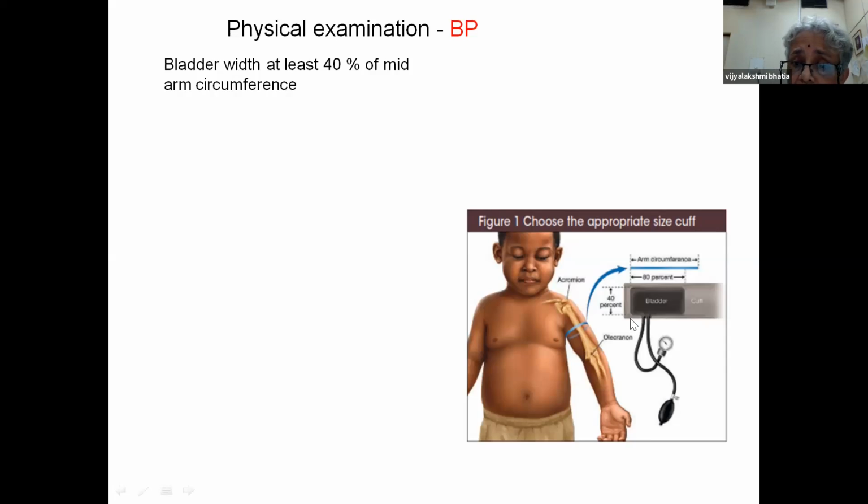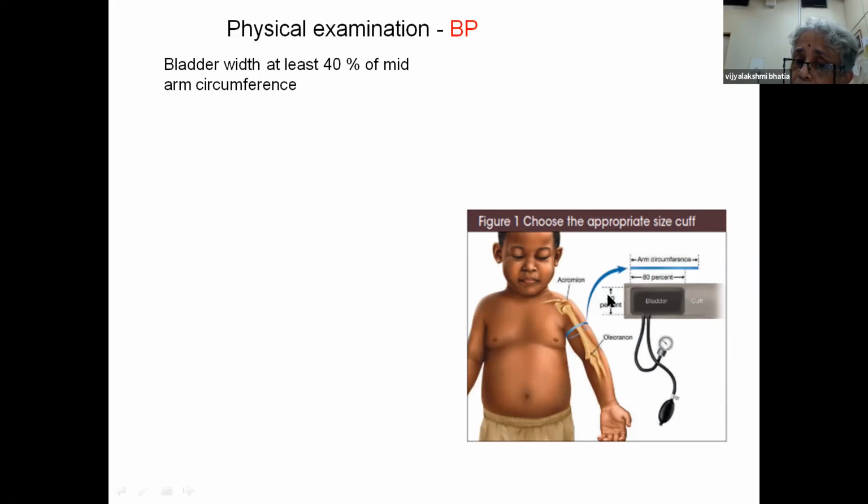The width of the bladder cuff, the rubber part of the bladder, this is the width. Can you see my cursor? This is the width of the bladder. It should occupy 40% of the mid-arm circumference. So we place this bladder against the arm and see whether this dimension occupies more than 40% of the mid-arm circumference. Then only it is of an appropriate size, otherwise it's too small.